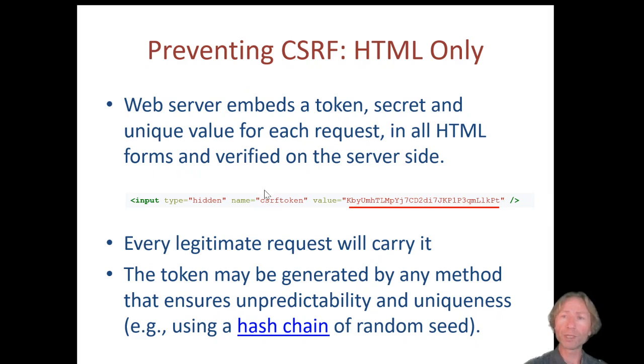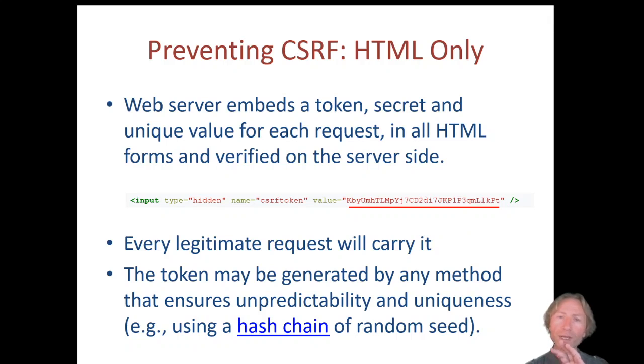So in this case, what we will do is, as a web server, embed a secret token for every request. So it has to have a unique value for every request. And we do this in all the HTML forms. And this will be verified on the server side. For instance, we can add a hidden field here, which has the name csrf token and a value that is unique and not predictable. So every legitimate request that the user sends to the legitimate server will carry this secret token. Okay. And that can be verified.